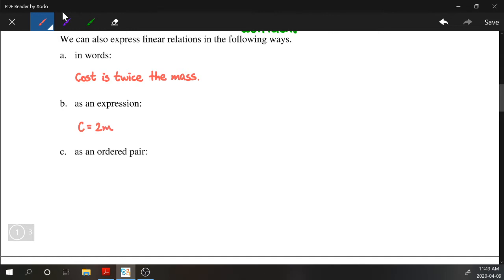Now for this specific example, we are only given 4 points, so we can write them as ordered pairs. The ordered pairs we had were 0, 0, 100 grams for 200 cents, and then 200, 400, and finally 300 and 600.